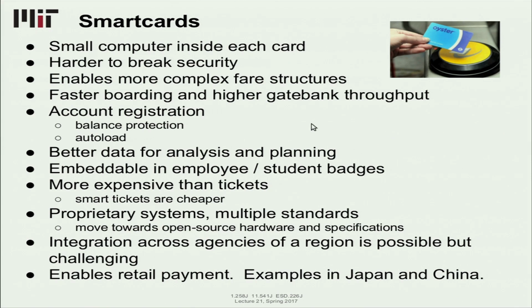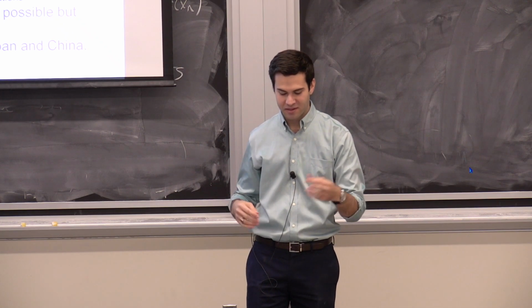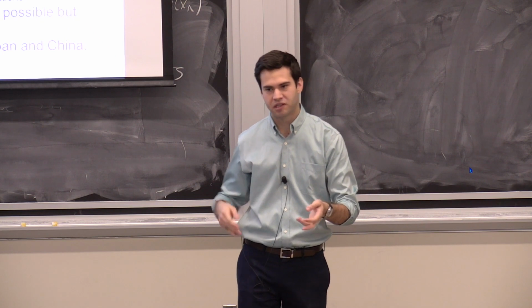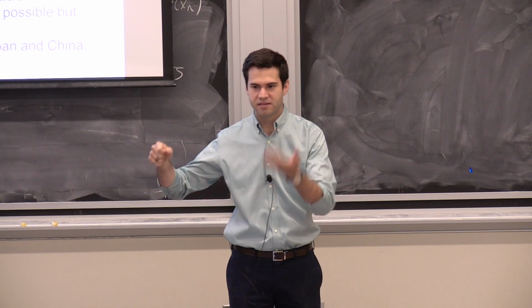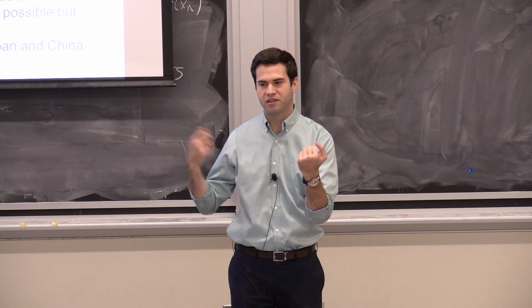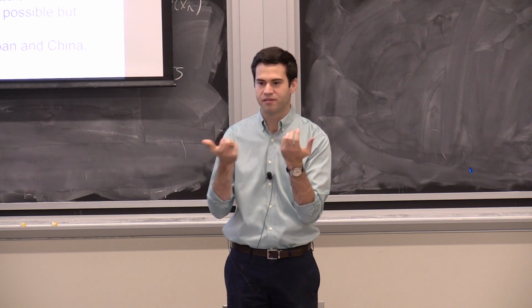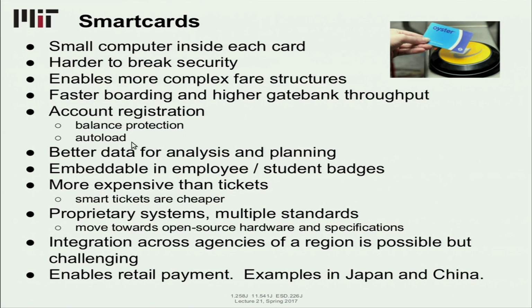Account registration is one of the benefits of smart cards. You open an account. You don't have to do this, but you often can. That gives you balance protection. If your card is lost, you can log into your account and remove that card. The balance can be retained on the account, and you can get a new card associated with that account. You have your balance. Auto load is another convenience. You might have a rule that says if my balance drops below $5, charge $20. So if it's top up or pay as you go, then you would.